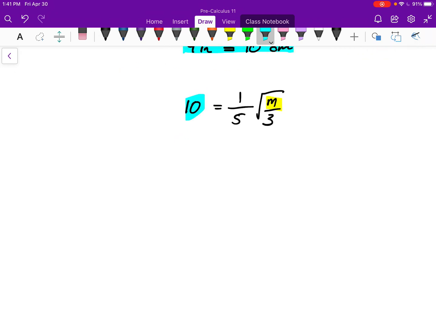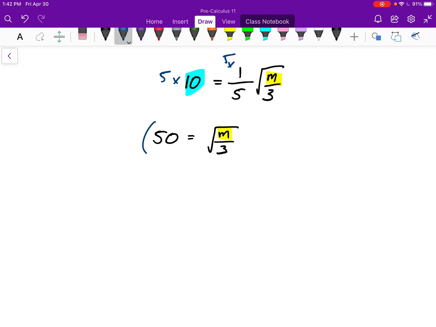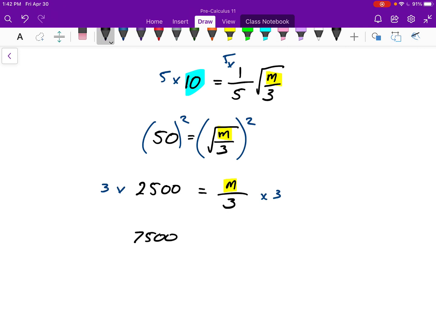All right, so how would I approach this? First thing I would do is multiply both sides by 5 to make that 1/5 kind of cancel out. So then I have 50 on one side equals just the square root of m over 3. And again, there's always options. The next thing I would do is square both sides. And so I have 50 times 50, which is 2,500 on one side, and just m over 3 on the other. And then lastly, multiply both sides by 3. And so I have 7,500 equals m.